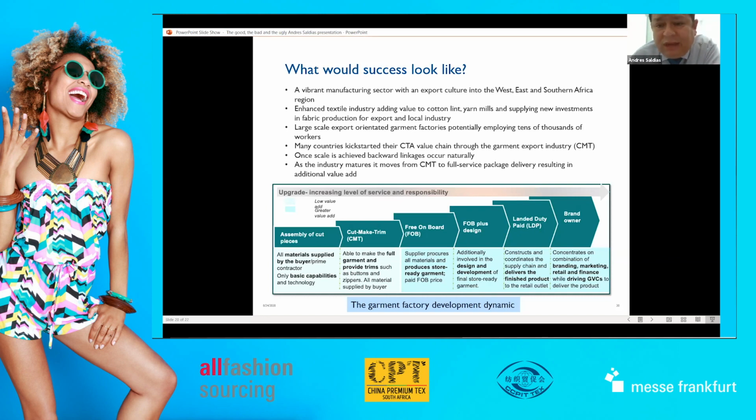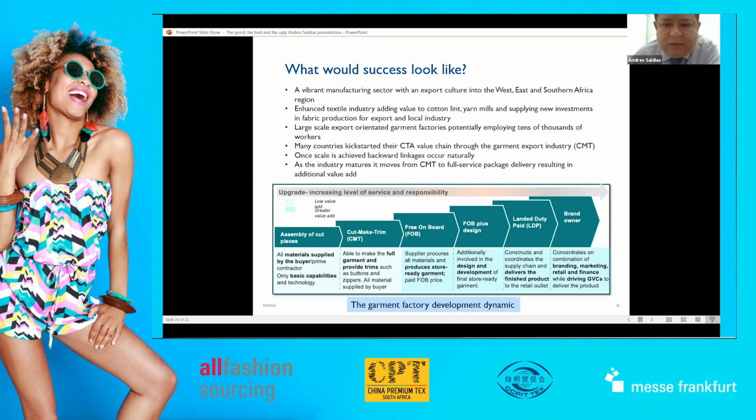Moreover, you have wonderful cotton in the region, especially from Uganda and Tanzania. Uganda cotton is considered as good as the Egypt cotton, as you know. Once scale is achieved, backward linkage occurs naturally.